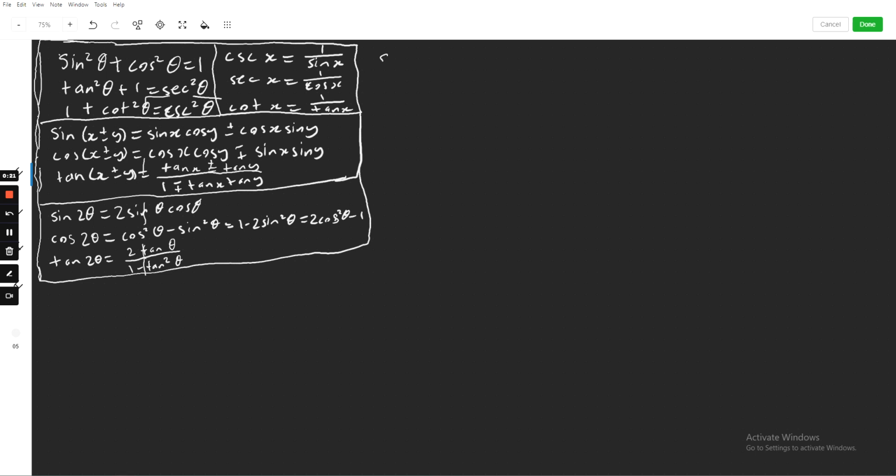First example: secant x minus tangent x times sine x is equal to 1 over secant x. Whenever we're trying to prove a trigonometric equation, we tend to try to make the more complicated side equal to the simpler side. So we'll go with the left side.